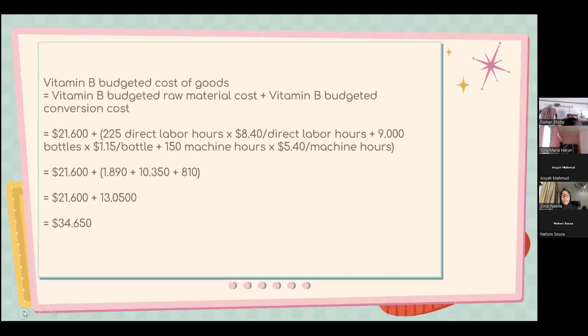Next, we have the vitamin B budgeted cost of goods, which is the vitamin B budgeted raw material cost plus the vitamin B budgeted conversion cost, which is $21,600 plus $13,500. Then we get the total vitamin B budgeted cost of goods, which is $34,650.